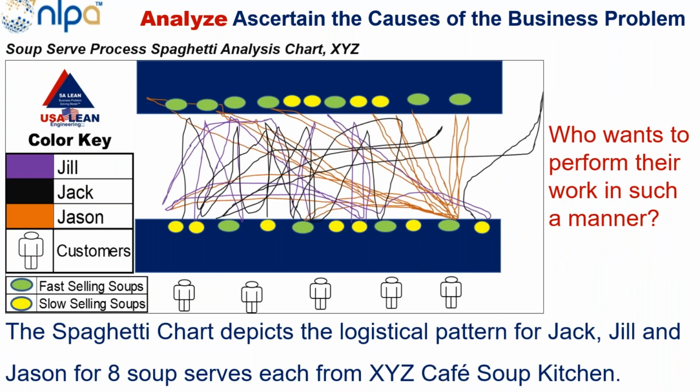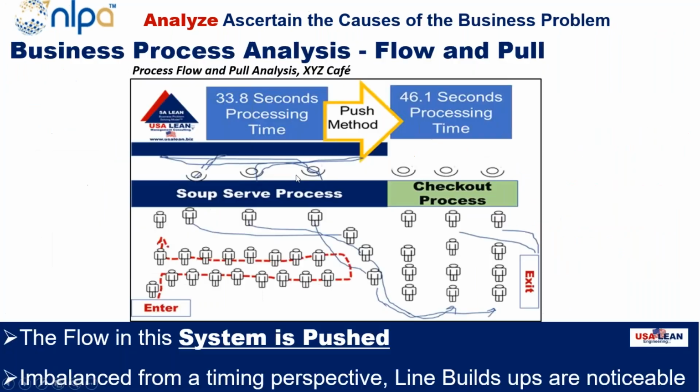Here we have spaghetti analysis. Again, the logistical movement of the people behind the counter. We eliminated a lot of this and improved this process. And understanding our flow of people and materials, how we push or pull.